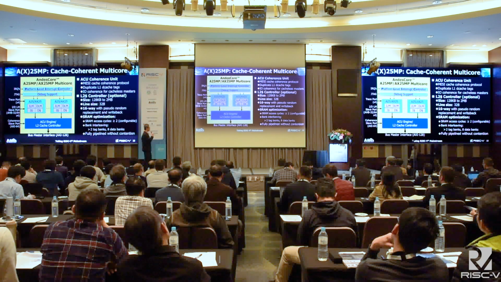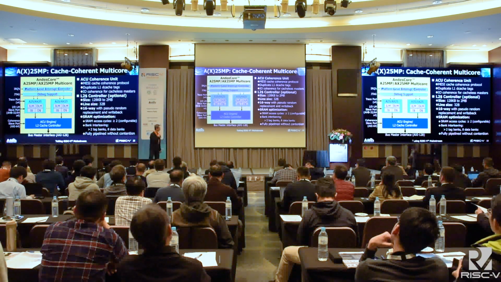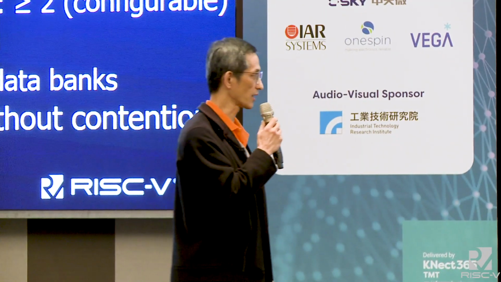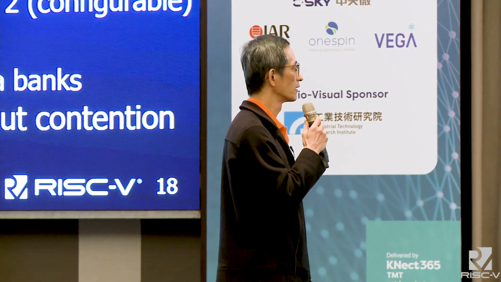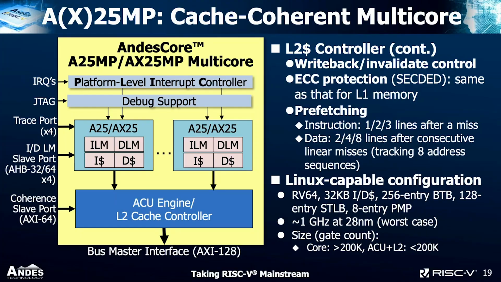And for performance reasons, we do bank interleaving. For the tag bank, we provide 2 banks, and for the data SRAM we provide 8 banks. So with that, the pipeline can go smoothly if you don't have contention.